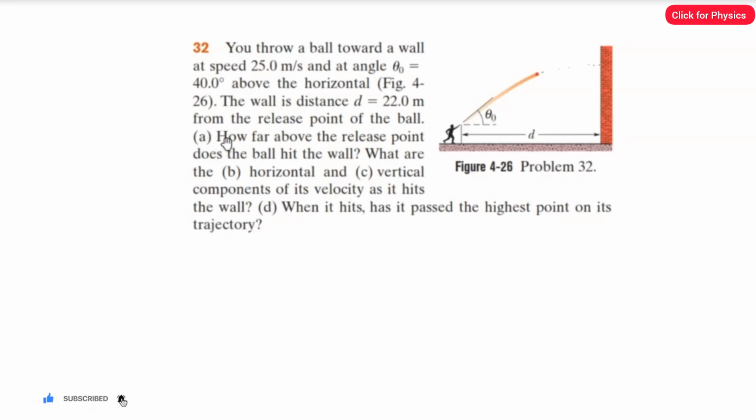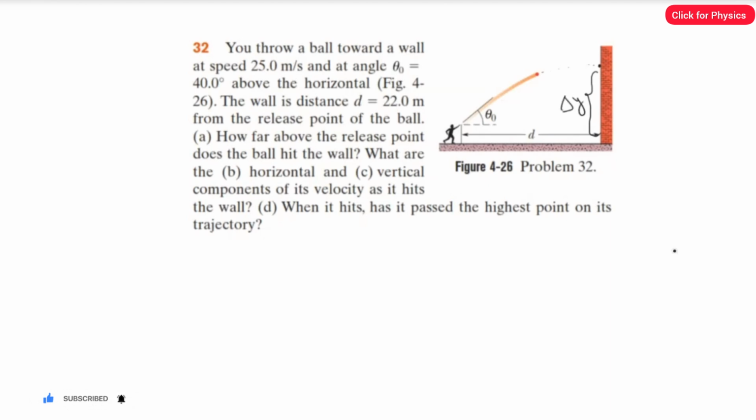Part A, how far above the release point does the ball hit the wall? That means we have to find the height when the ball touches the wall. So that means this value, delta y, we have to find.